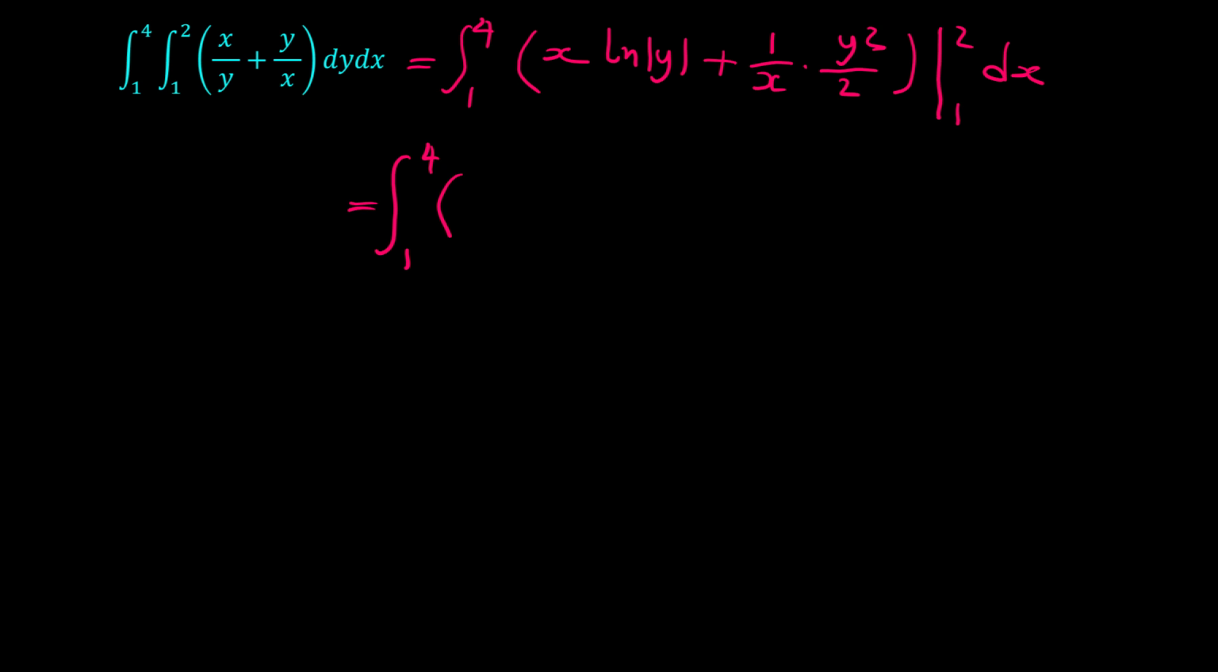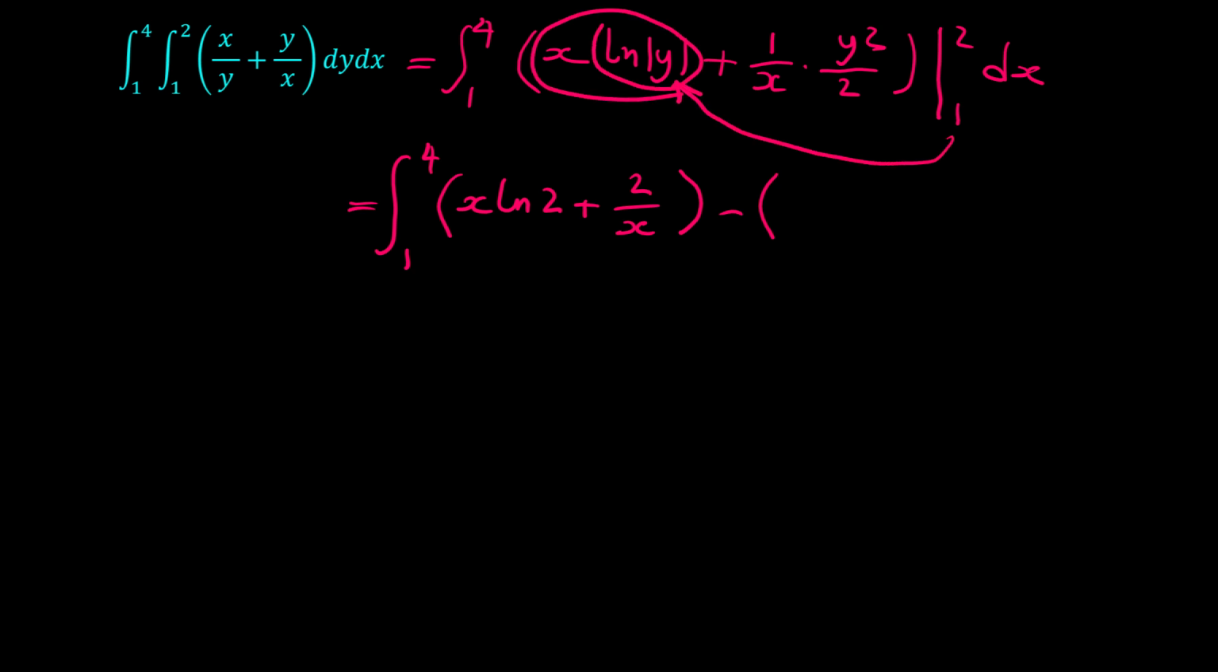If we plug in 2, we have x ln of 2 plus, if we plug in 2 in the next term, we have 1 over x times 2 squared is 4. 4 over 2 is 2. So we have 2 over x minus, now we have to plug in 1 for y. If we plug in 1 here, this is 0 because ln of 1 is 0. And if we plug in 1 here, we have 1 over 2 times 1 over x. So we have 1 over 2x, minus 1 over 2x, dx.